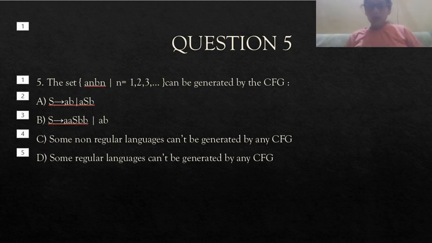Now, question 5. The question is: the set A^n B^n, n equal to 1, 2, 3, can be generated by the context-free grammar. So, there are four options. First, S belongs to AB. Second, S belongs to A S B B or AB. Third is some non-regular languages can't be generated by any CFG. And fourth is some regular languages can't be generated by any CFG.